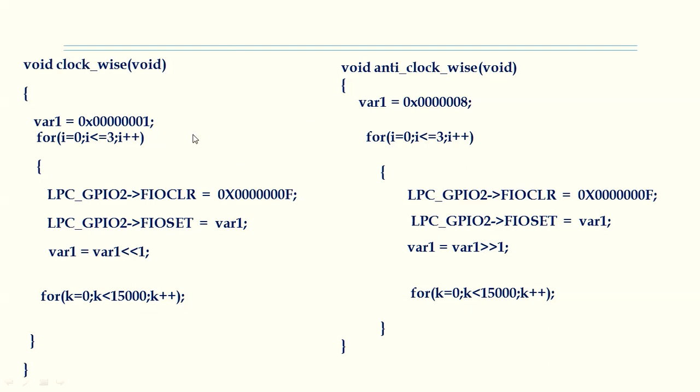So you send the first sequence of 0001. I'm talking about the binary sequence, right? Through this variable into FIO set. So only coil A would be activated and then it rotates. Now we have put a left shift in the clockwise. Effectively it has to be a right shift.